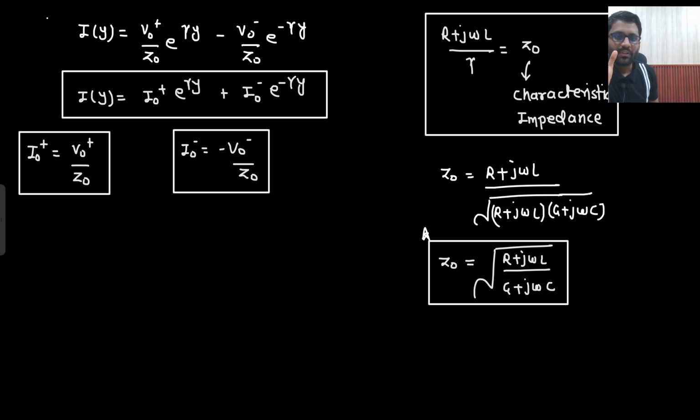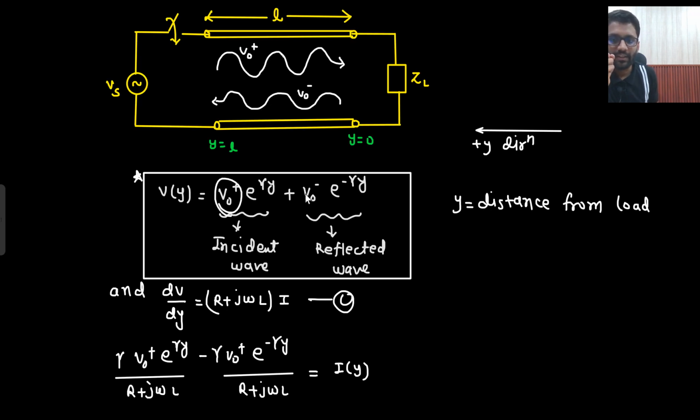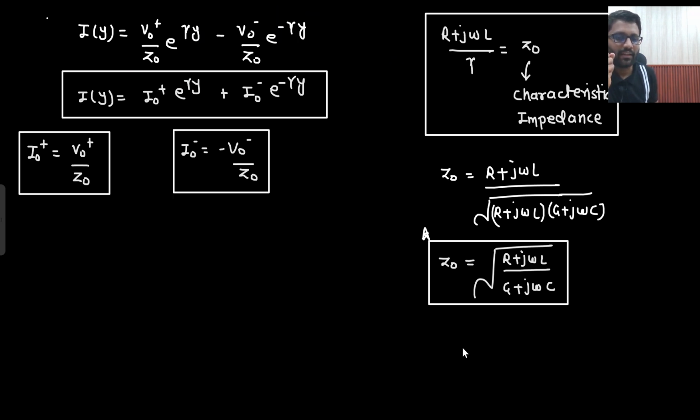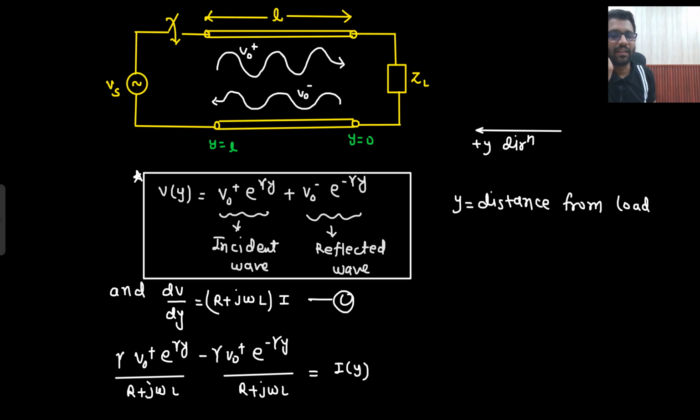So I will take a pause. Now we need to find the values of V naught plus and V naught minus, V naught plus, V naught minus, and I naught plus, I naught minus. So these values we need to find. How will we find them? Using the boundary condition, or you can say, basically I will put y equals 0.